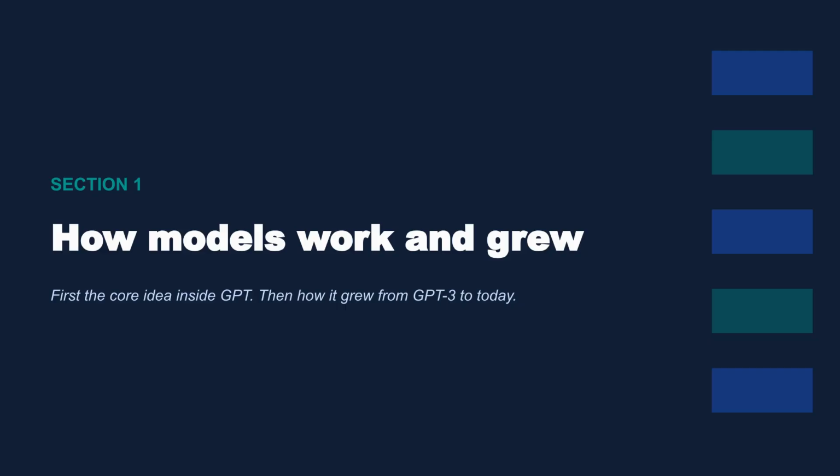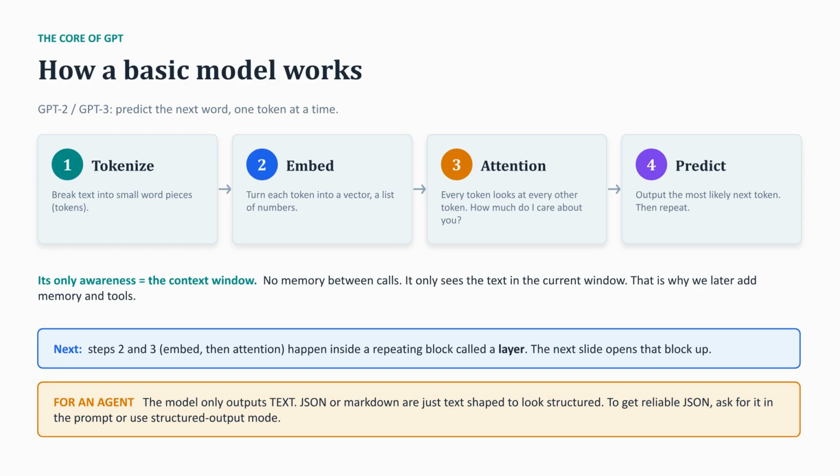Section 1. How models work and grew. The core of GPT, how a basic model works. Underneath all the hype, a model does 4 things in a row.